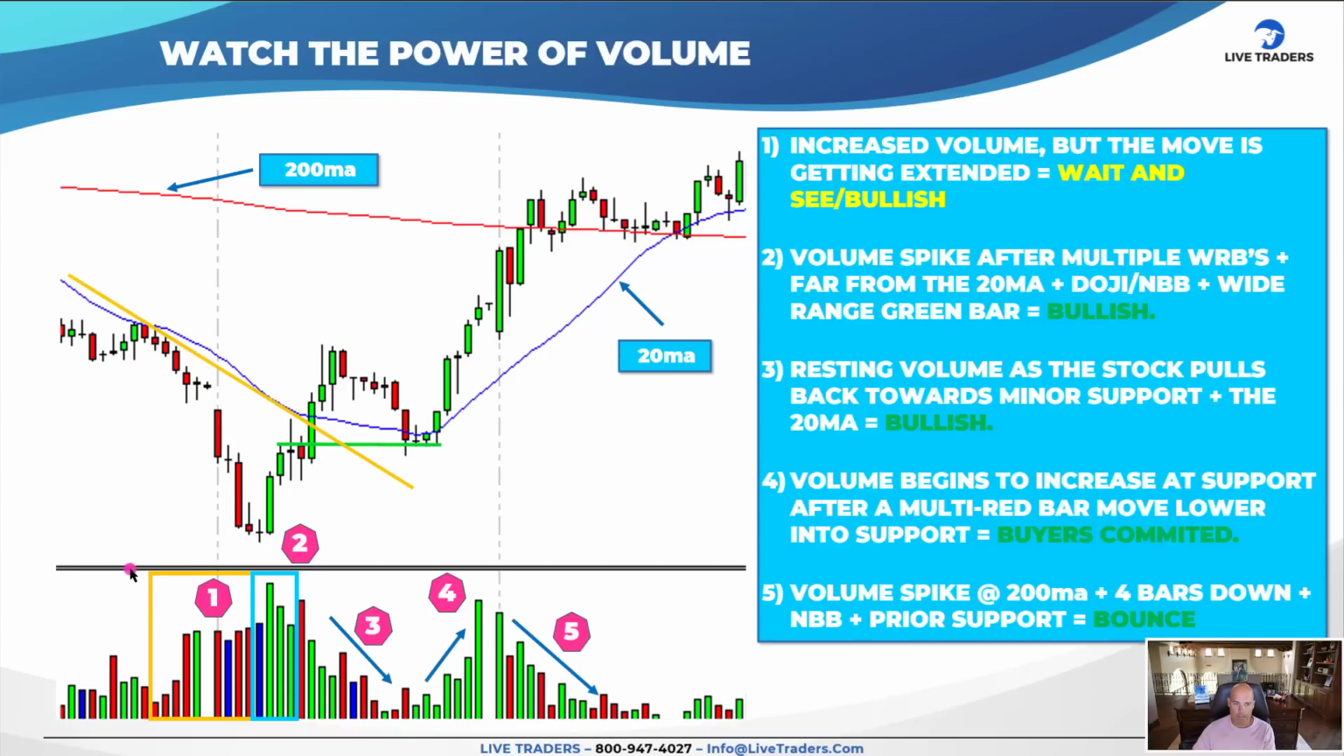Then what happens? Doji bar, green bar comes in on big volume. And this green bar takes out 2.5, 2 3/4 of the red bars. Huge green bar. Huge volume. Buying commitment is coming in. And then it gets interesting. See the blue box? Volume spike after multiple wide range bars, plus far from the 20 MA, 50 MA I believe, plus a doji narrow body bar, plus wide range green bars is bullish.